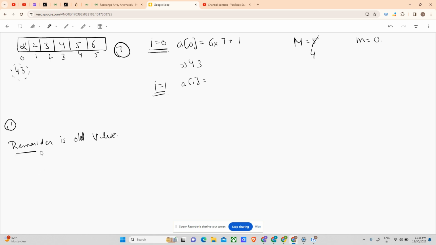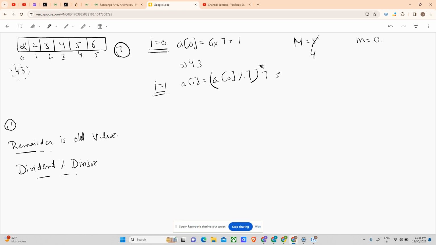Now remainder is old value. How do you get a remainder of a division? That is dividend percentile divisor. Okay. So what I do is A of 0 percentile 7.